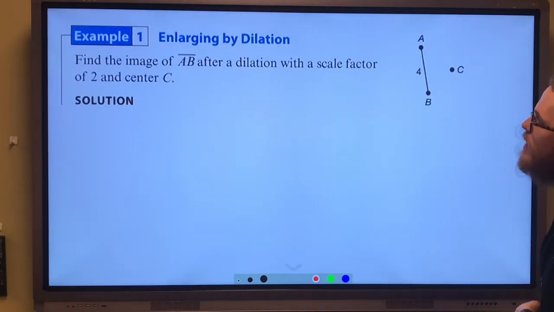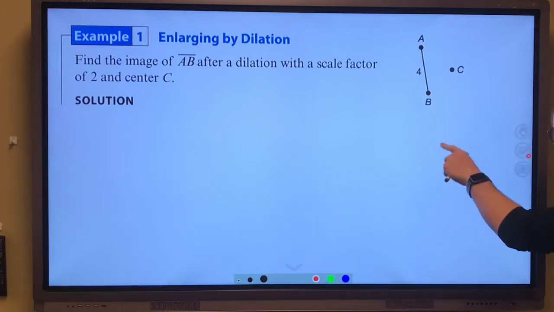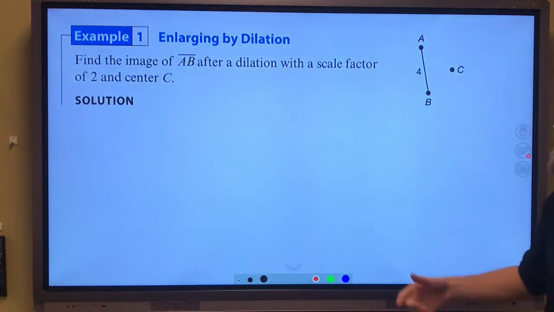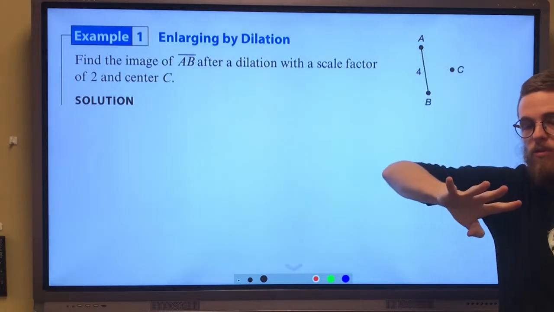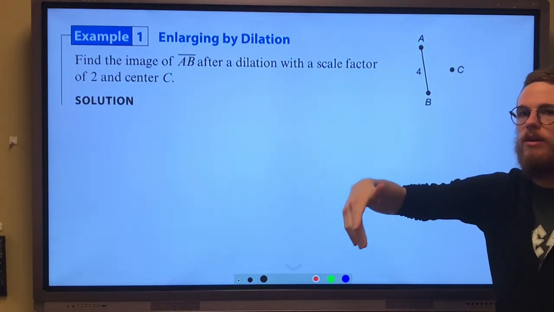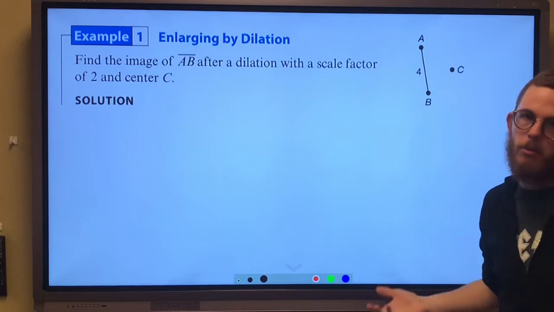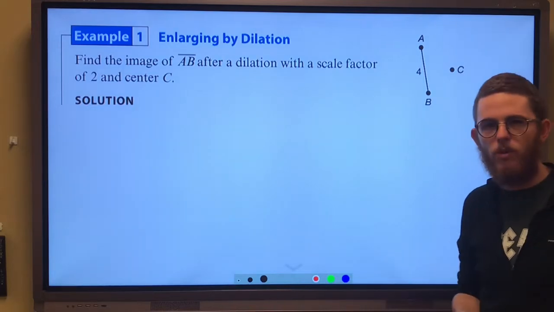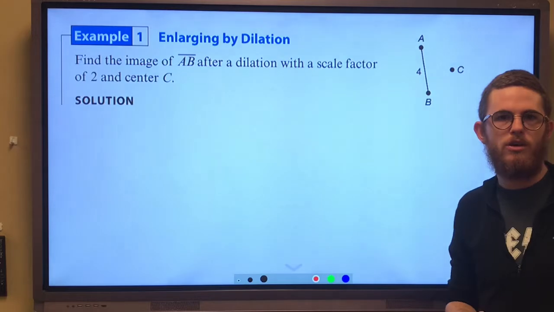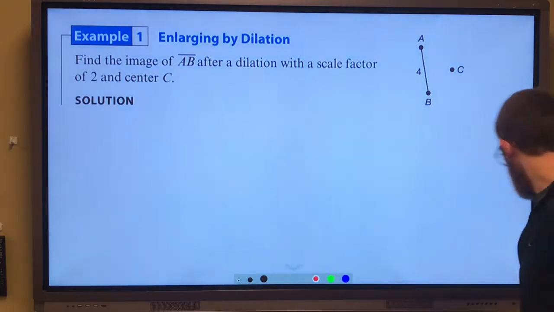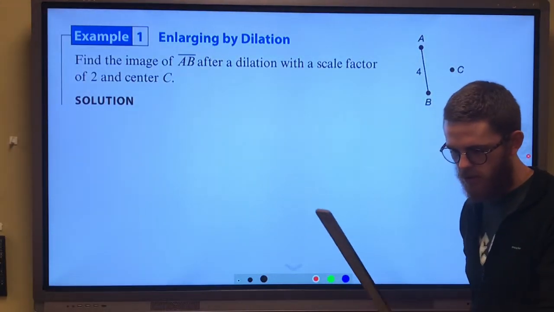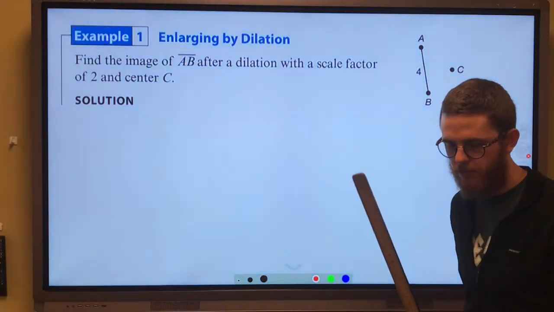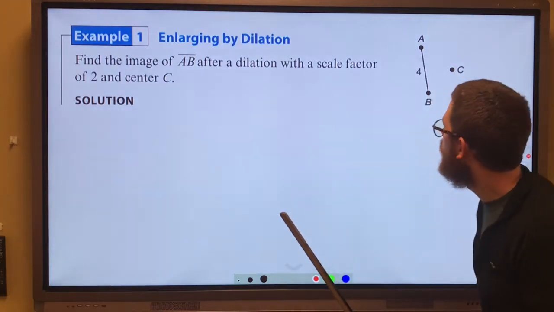All right. It says find the image of AB after a dilation with a scale factor of 2 and center C. Well, first of all, if the scale factor is 2 and our segment has a length of 4, the new segment length is going to be 8. We know the size of it, but what does it look like? What is its orientation? Where is it? Well, I've got a ruler here, a meter stick, and we're using it like one.